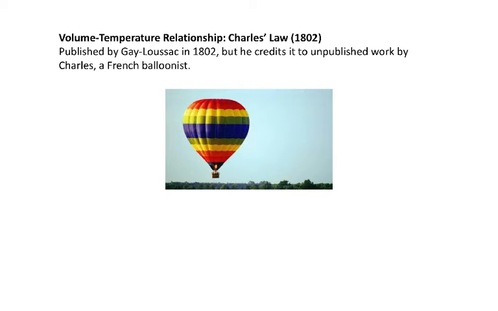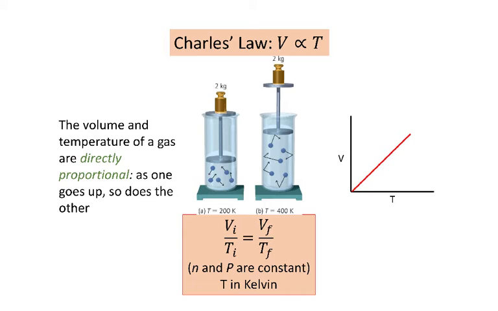was actually determined by a French balloonist, as in hot air balloon, and that makes some sense when you think about what a hot air balloon is. It fills with air, and then you heat that air up, and thus it rises above in the air. But anyway, the relationship itself is almost so common it's almost intuitive. The volume and temperature of a gas are directly proportional. As one goes up, the other goes up, if the pressure is constant and the amount of gas is constant.